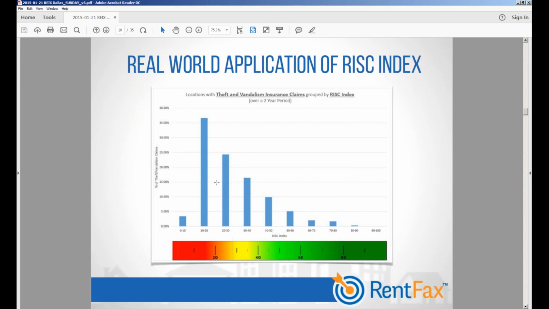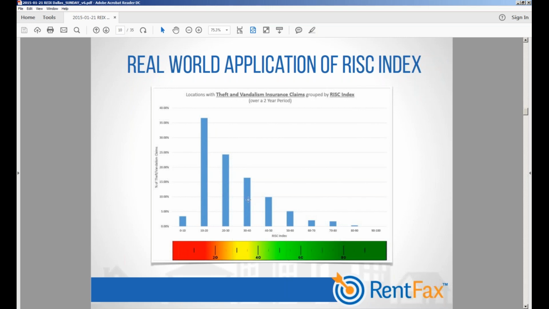So you can see as the score, the risk index score improves or increases, the likelihood of a theft or vandalism claim at that location drops, almost in a linear fashion here. So again, it's a great example of how the risk index accurately is predicting the likelihood of this insurance claim. Now, if you're an insurance company, this is a significant benefit, because a lot of their revenue degradation is coming through claim activity, and that's what they're trying to avoid.